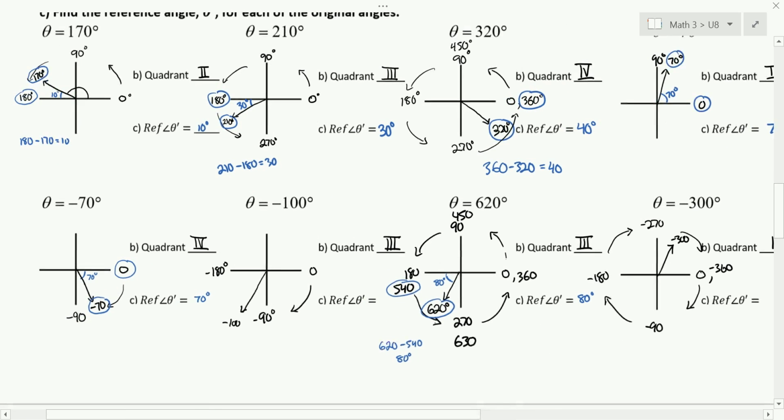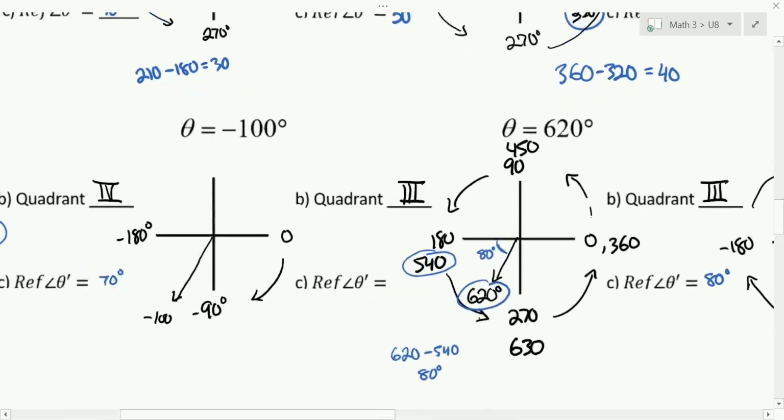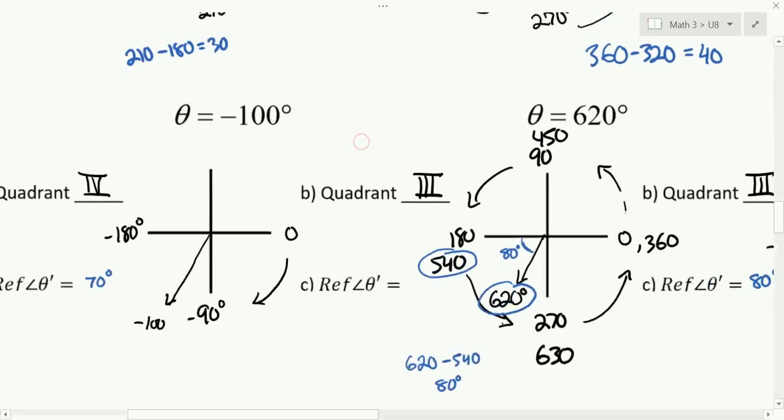Next one that we haven't done is negative 100 degrees. Maddie, did you get that one? 80, perfect. Positive or negative 80? Which one? The reference angle is always positive. Just check and make sure you got that. So we're looking at the difference between 100 and 180, which is 80.